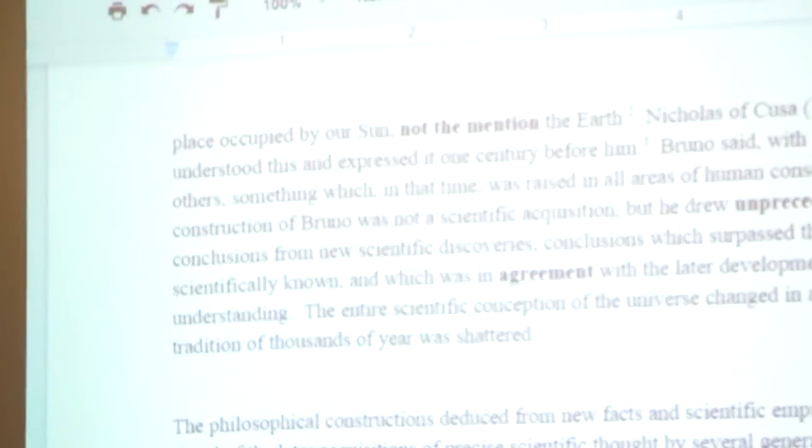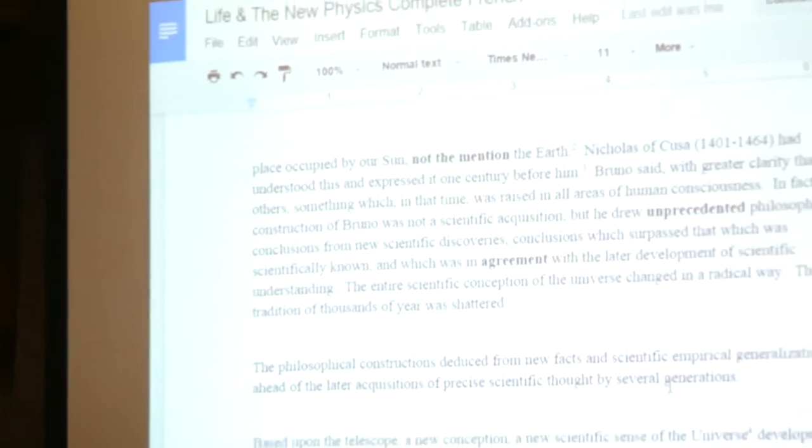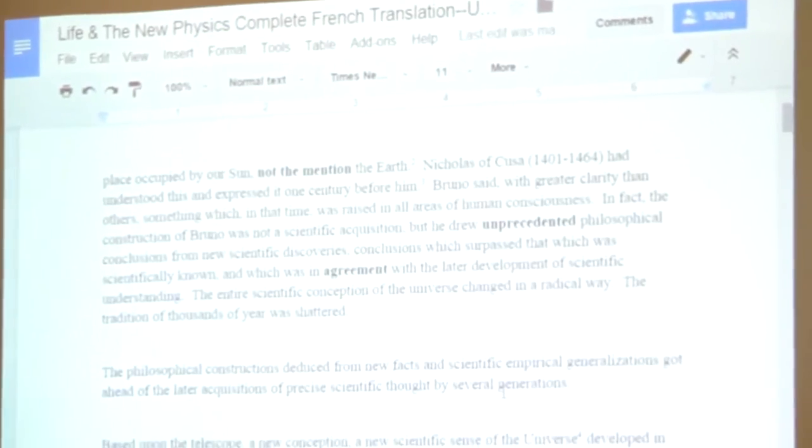In fact, the construction of Bruno was not a scientific acquisition, but he drew unprecedented philosophical conclusions from new scientific discoveries, conclusions which surpassed that which was scientifically known, and which was in agreement with the later development of scientific understanding. The entire scientific conception of the universe changed in a radical way. The tradition of thousands of years was shattered.